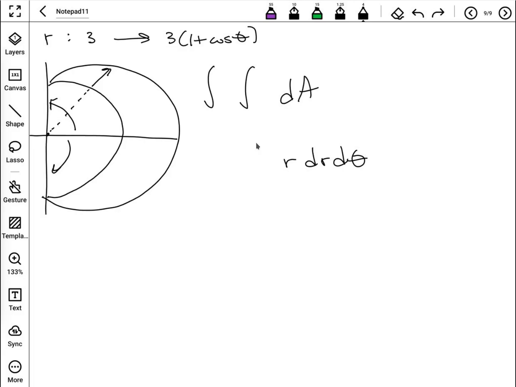And then I have to pick what direction I do my integral in. It could be d theta dr instead. But remember, I'm given r in terms of theta, so I want that to be my inner integral. So I do prefer the order that I wrote down originally. And I can go ahead and put those in right away. I'm told that the inner radius is 3 and the outer radius is 3 times 1 plus cosine theta.